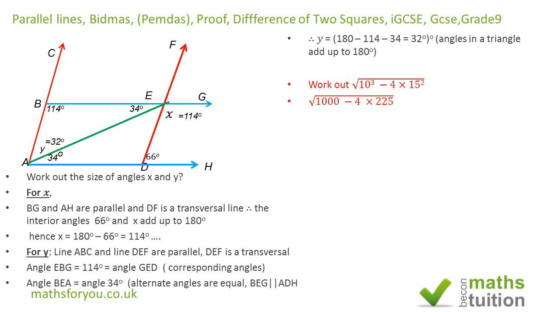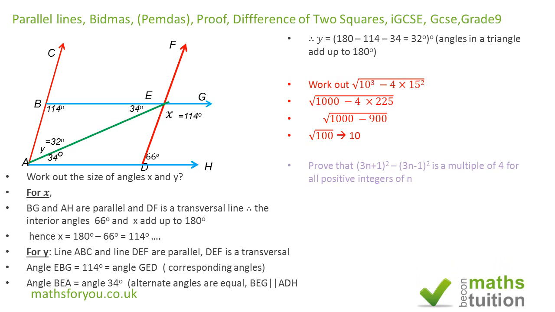Now, following on from that, multiplication has got precedence over subtraction, and 4 times 225 will give us 900. So we end up with 1000 minus 900, and that will give us 100. So the square root of 100 is 10, and that is the answer for this question here.